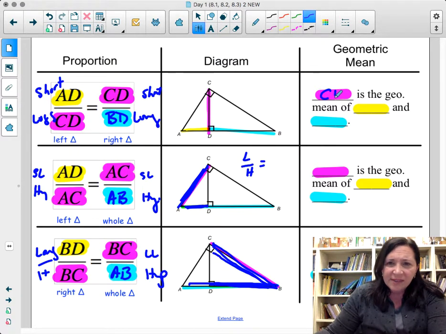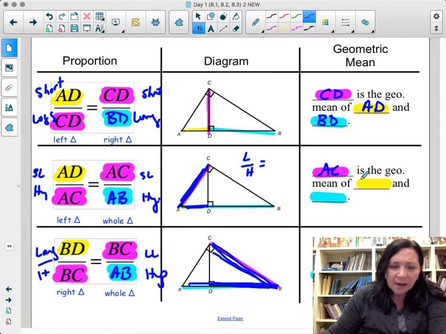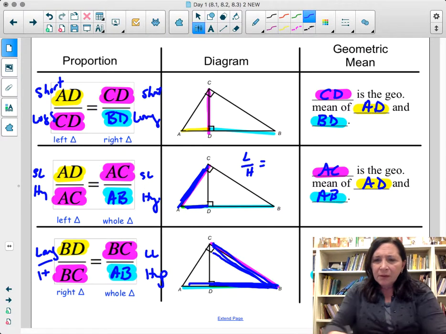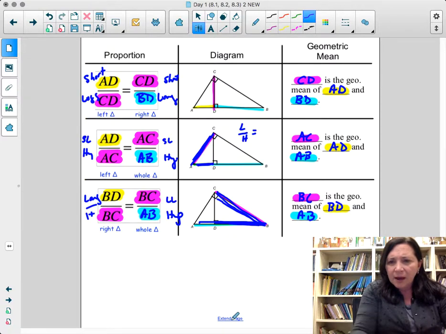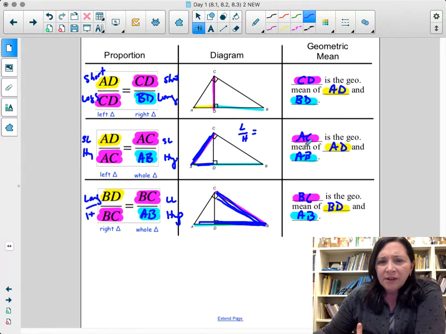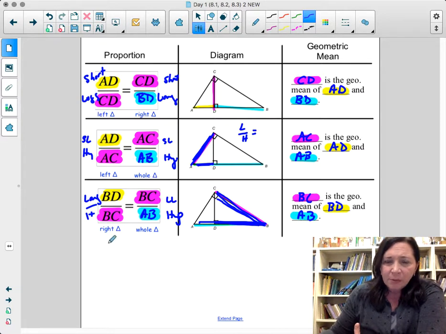This is right here. You have CD is the geometric mean of AD and BD. And then you have blank is the geometric mean. So this is AC is the geometric mean of AD and AB. And then BC is the geometric mean of BD and AB. Okay. So let me move this up so you can see that. Okay, so those are all the different ways that you can actually write the different proportions.